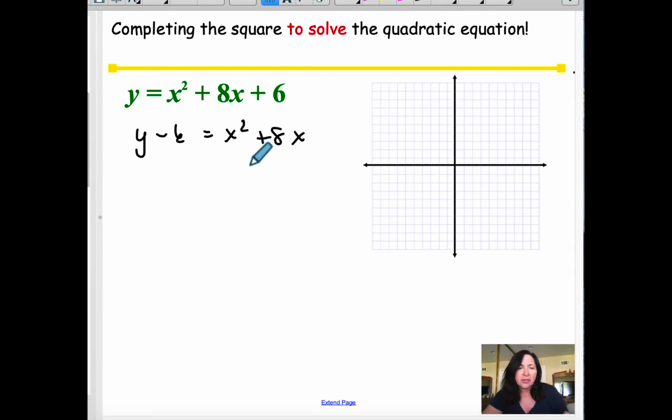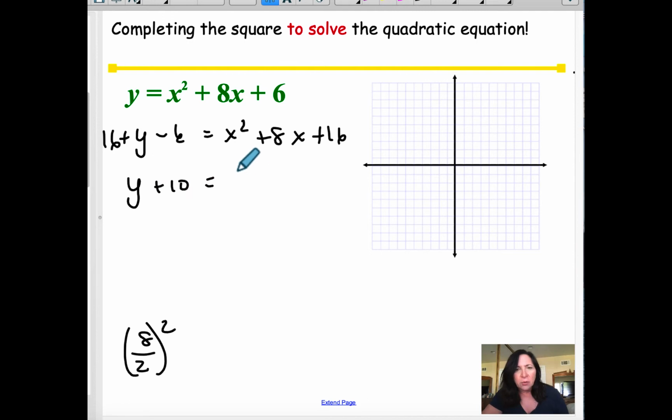And so we're going to complete the square. Half of 8, so we're going to take 8 and divide that by 2. Half of 8 squared, so that's 4 squared, which is 16. I'm going to add 16 to both sides. And now I have y plus 10 equals the quantity x plus 4, quantity squared. Now, normally, this would be the time when I'd take that 10 and move it to the other side to put it in vertex form.